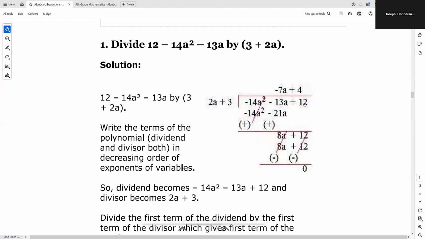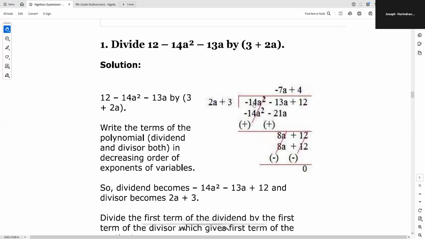This is the dividend. The dividend is what we have to divide. And the divisor is the one which we have to divide by. The divisor here is 3 plus 2a. We have rearranged the terms again as 2a plus 3. We have arranged it in the decreasing order of the powers, exponents. 2a plus 3. This is the first step.